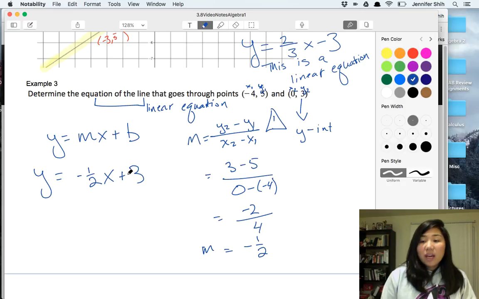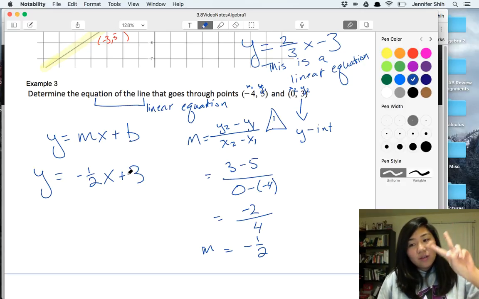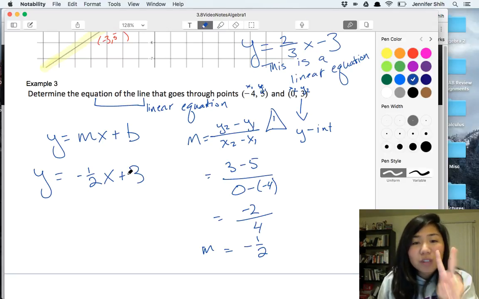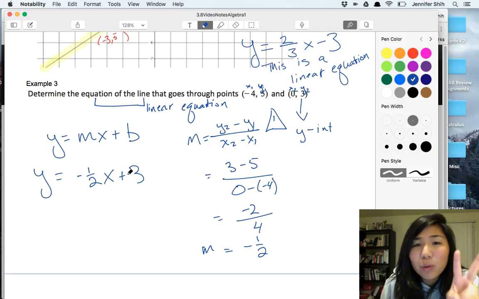Ta-da! So now you can find a linear equation if you're just given 2 points. Very powerful stuff. 2 points, and you can create an equation that will predict all the points, an infinite amount of points. It's very powerful, people.